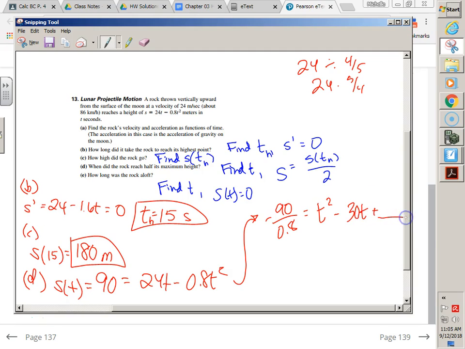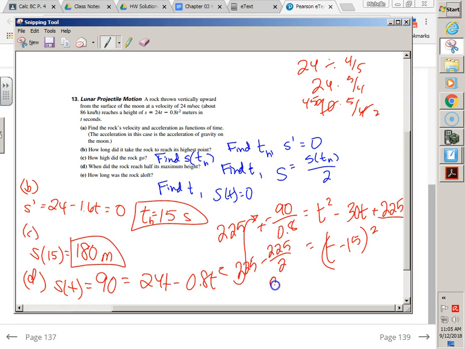To complete the square, you would take half of 30, which would be 15, and square it, which would be 225, and add that to the other side too. You could have t minus 15 squared is equal to 90 divided by 4/5, which would be 90 times 5/4, which would be 225 over 2. Ooh, that's not pretty though. That would be t minus 15 squared equals 225 divided by 2. Then take plus or minus the square root of both sides and add the 15. That would have been fun.